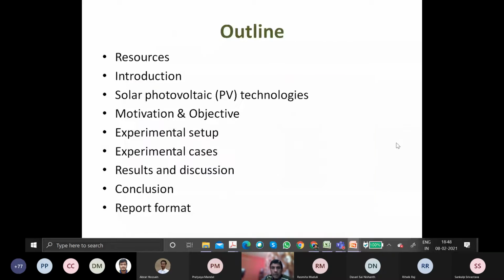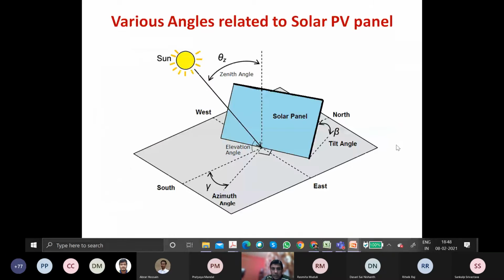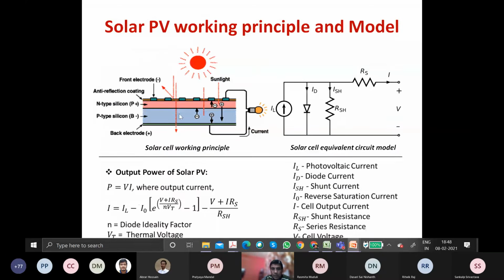Now, as I've told you, this is a PN junction diode, and you can see there is a P-type silicon and an N-type material. Both phosphorus and boron are shown here, positive and negative. Above that, an anti-reflection coating is applied. Then there are electrodes for connection, and the back electrode is the positive terminal. The electrons flow in the reverse direction of the current when sunlight falls on it.